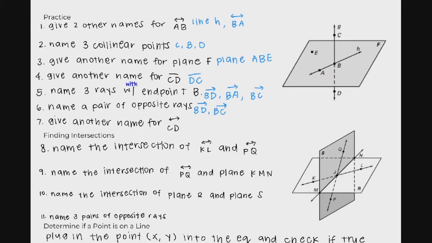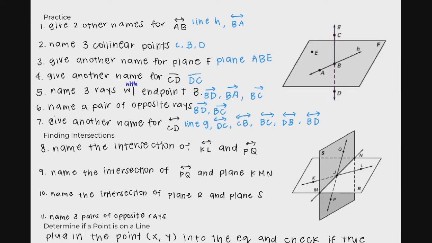Okay, the next problem says give another name for line CD. So that was this line here. So we can call this line g. We can call it line DC, so we can flip the order. And you can use any 2 points to name this line. So we can also call it line CB and line BC, or line DB and line BD.